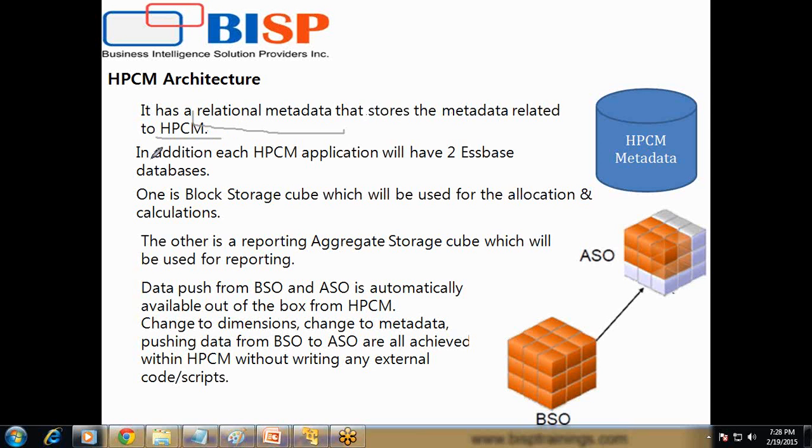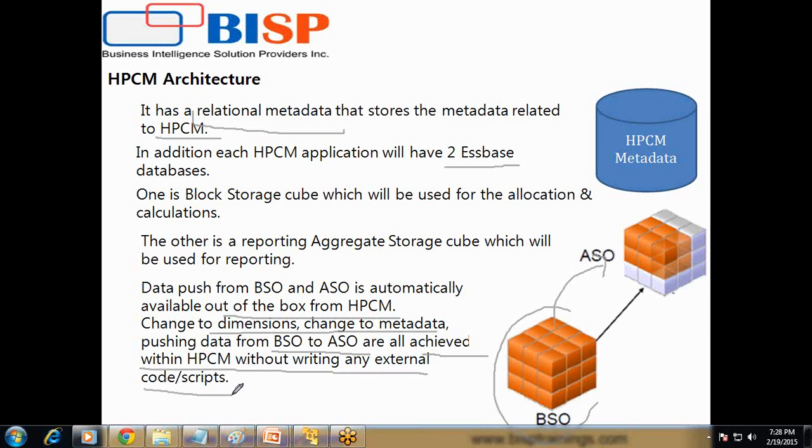Like in planning, we use metadata and an RDBMS. In addition, HPCM uses two Essbase cubes, as I said, block storage and aggregate storage. Data is pushed from block storage to aggregate storage automatically, and it's out of the box from HPCM. Changes to dimensions, changes to metadata, and pushing data from block storage to aggregate storage are all achieved automatically within HPCM without writing any external code or script. That is the beauty of it. This is how it's simplified.